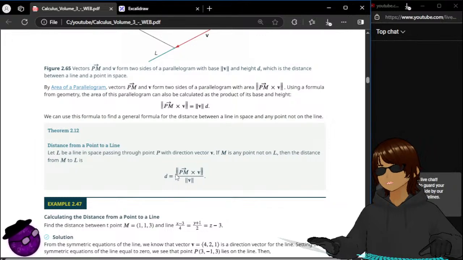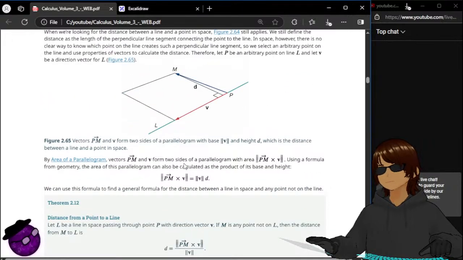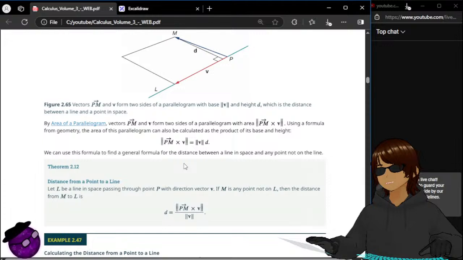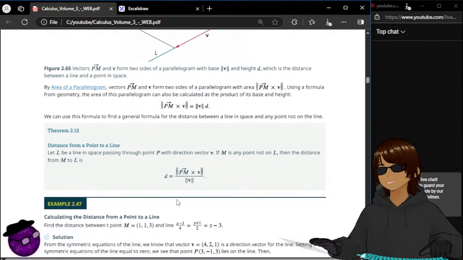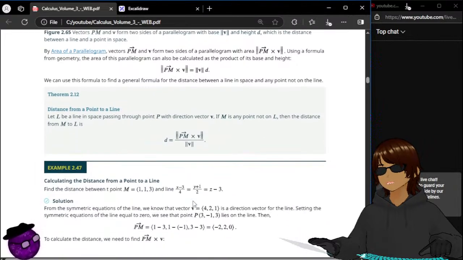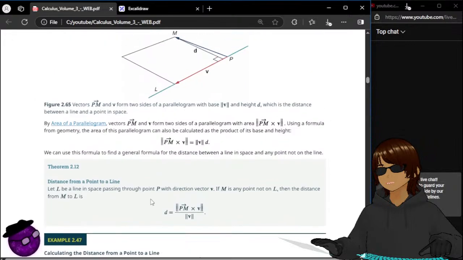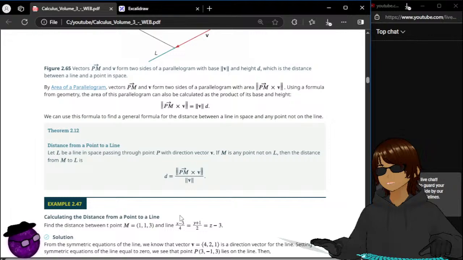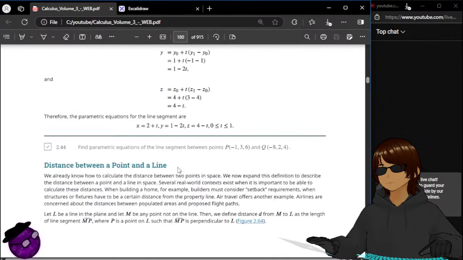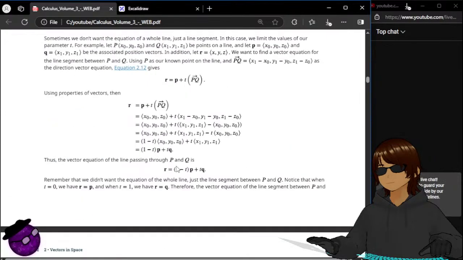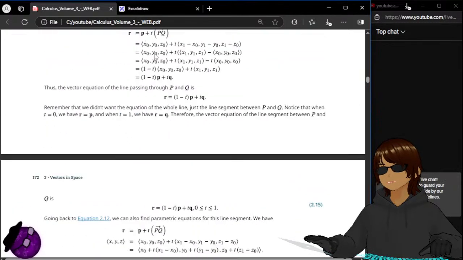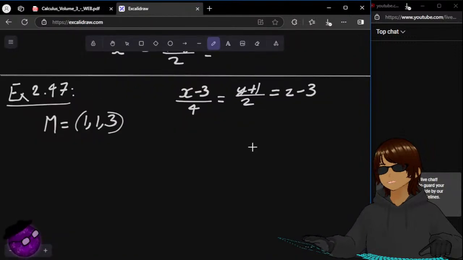So if we select a random point, wait, let me think about how we can do this. Is P and V selected randomly? Hold on. When you're defining the line this way, A, B, C on the bottom, right? So we select V as that. I looked at the answer, by the way. So 4, 2 and 1.